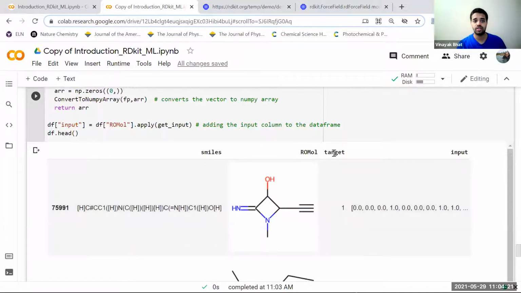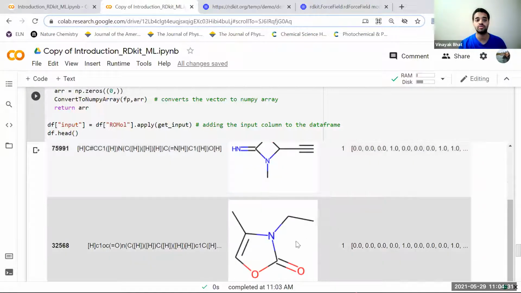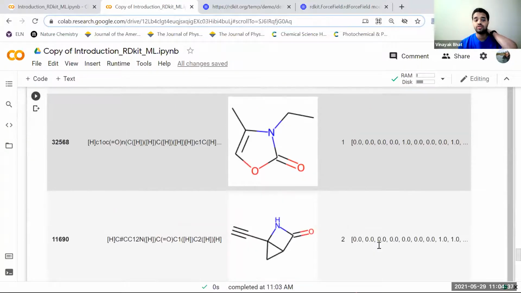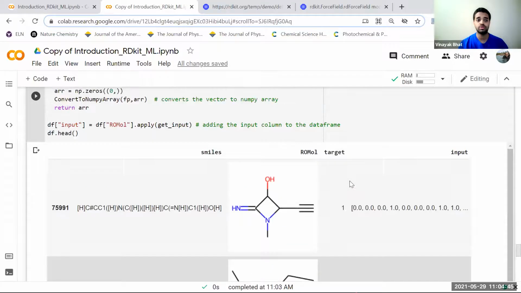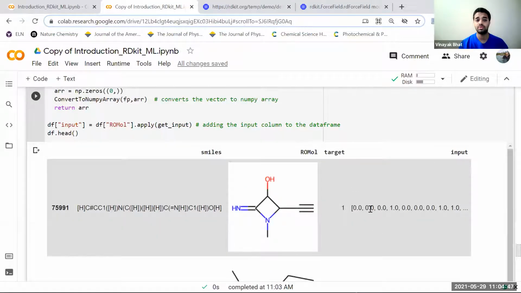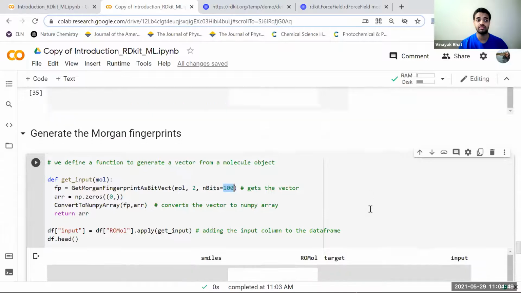So now we have target, we have input, that is what we need. We can represent this molecule as this vector that we have, and this molecule as this vector, and so on. This will be the input that we'll be using for training the machine learning model to classify how many rings we have in the system. So any questions until this point about generating of Morgan fingerprints?